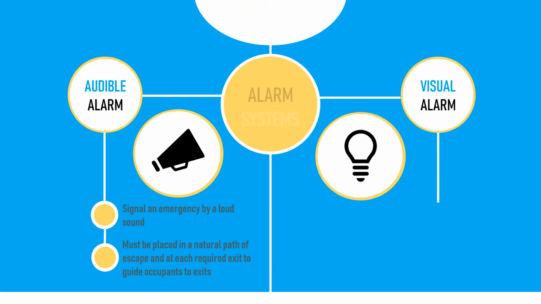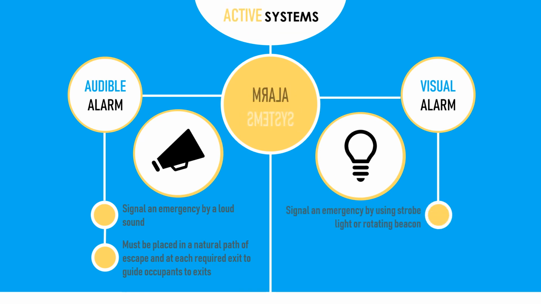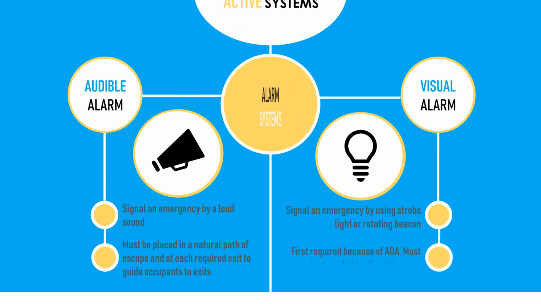The second alarm system is a visual alarm. A visual alarm signals an emergency by using a strobe light or rotating beacon. Visual alarms were first required because of the ADA, and they must be provided in all public areas so that they help guide people with hearing disabilities to the exits.